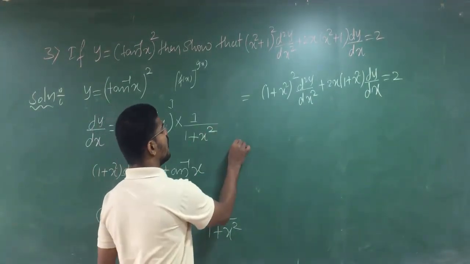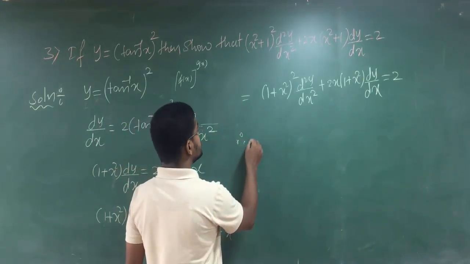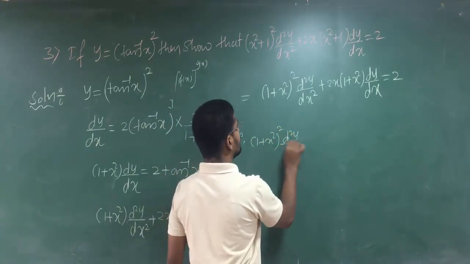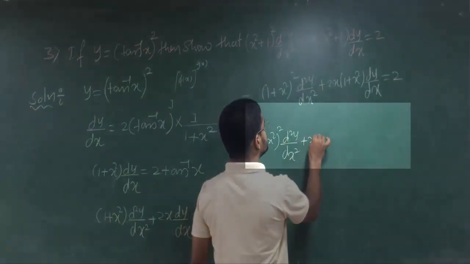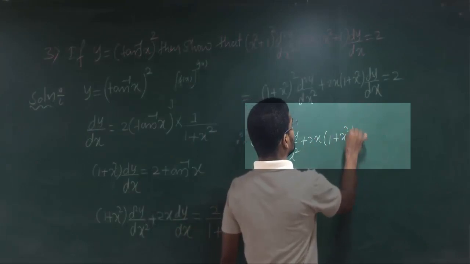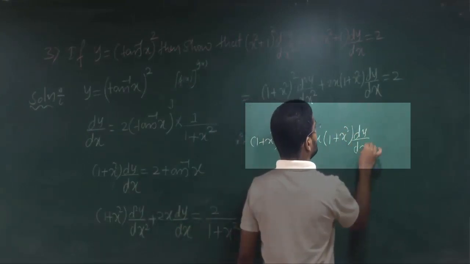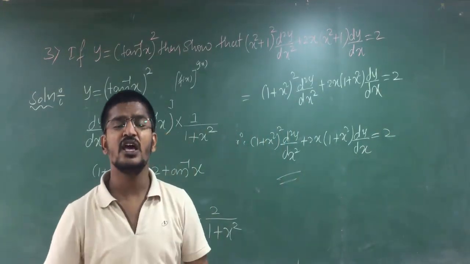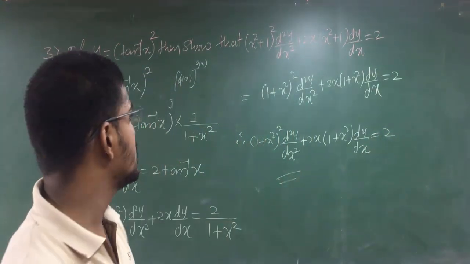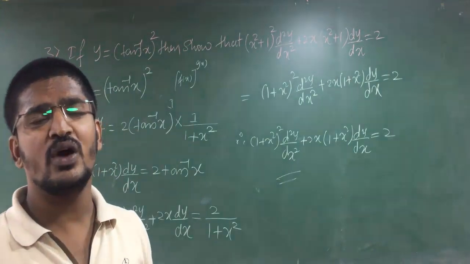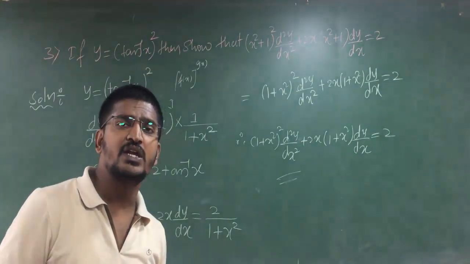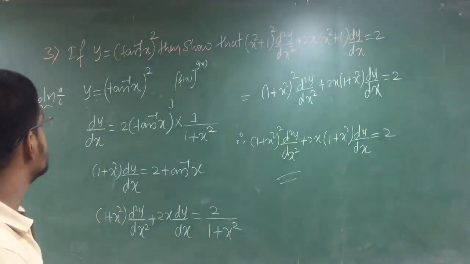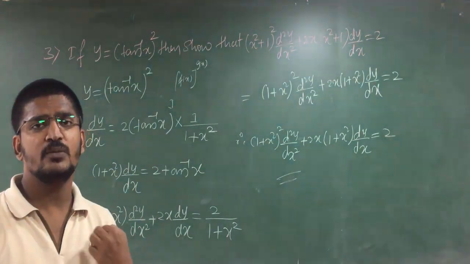Clear? Therefore, you write that is (1 plus x square) whole square d square y by dx square plus 2x into (1 plus x square) dy by dx equal to 2. So this is your solution. Clear, students? So we have proved that (1 plus x square) whole square d square y by dx square plus 2x into (1 plus x square) dy by dx equal to 2. This was your third important problem.